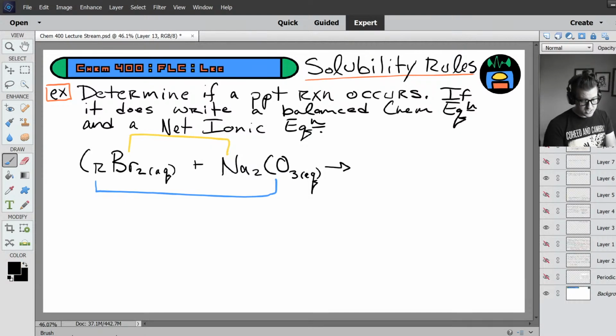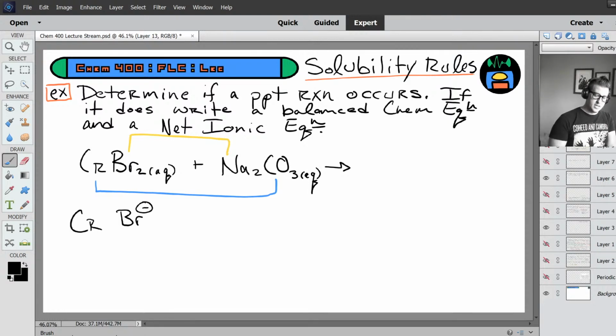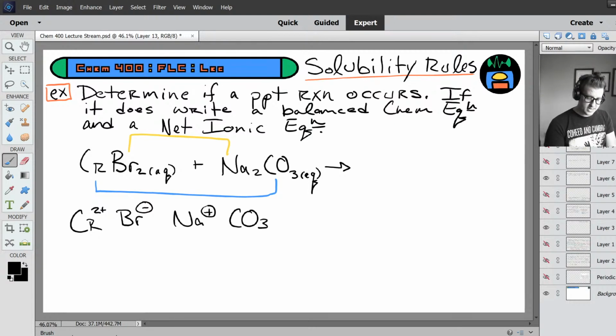Now, chromium is a transition metal. We don't know what its charge is initially, but we know it is paired with 2 bromides. So if it's paired with 2 negative charges, it must have a charge of positive 2. Sodium is a cation with a charge of positive 1, and carbonate is an anion with a charge of negative 2. So if we're going to pair chromium and carbonate, that means that they're going to combine in a 1-to-1 ratio.